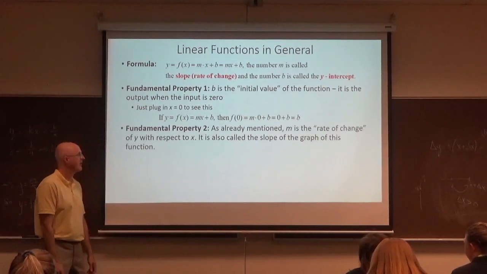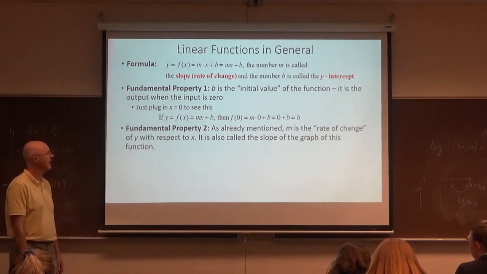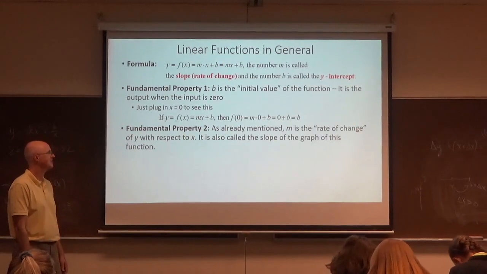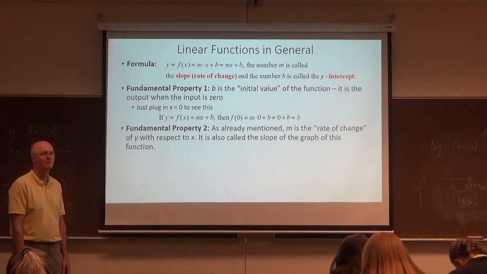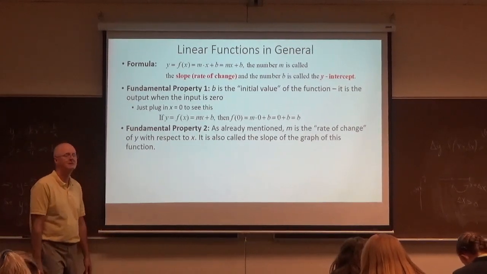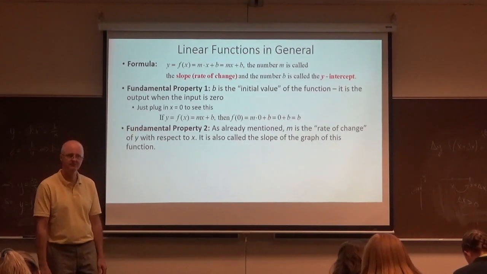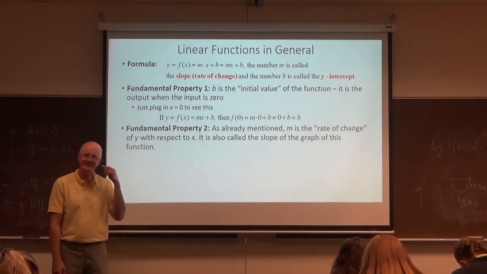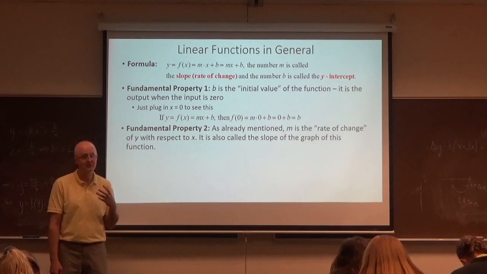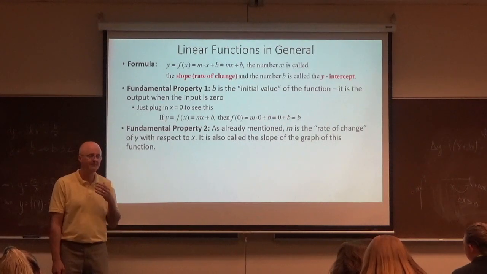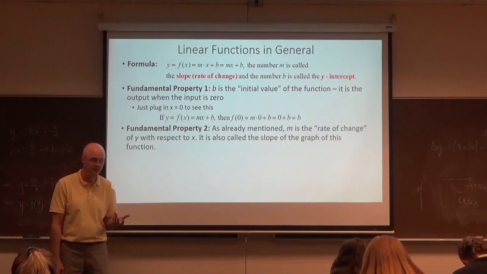Fundamental property number 2 is already mentioned, just like with direct proportionalities. M is the rate of change of y with respect to x, and it's also called the slope of the graph. We called it k before, but now we're calling it m. We could have called it m before. Don't let the change of letters confuse you. It's not a big deal. What matters is the ideas, not the notation used as far as actual letters picked. I mean, the notation is helpful once you understand it, though it is a cause for confusion for me.